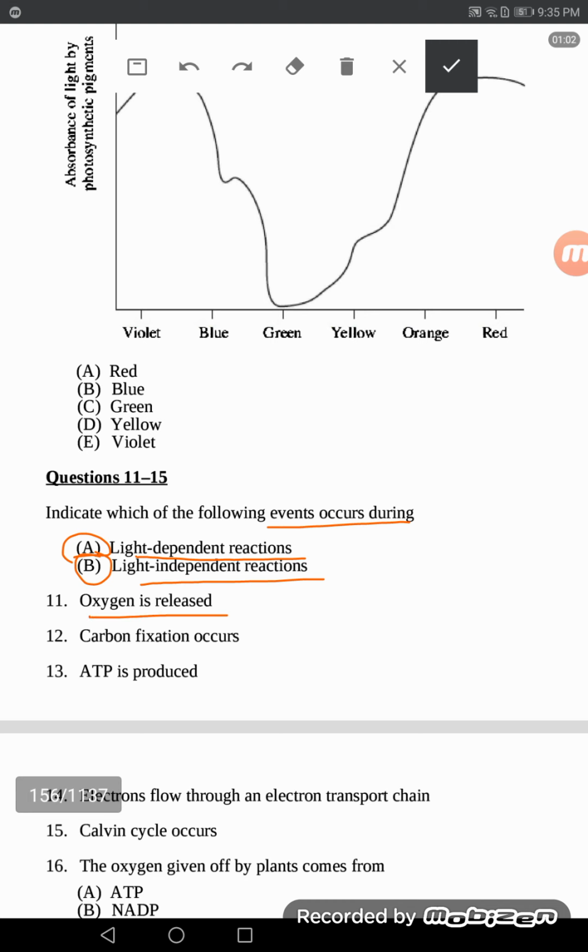Oxygen is released, as we know that oxygen is released during the light dependent reaction. So the answer for the question is A. Carbon fixation occurs during light independent reaction, during the Calvin cycle. So the answer is B. ATP is produced during, we know that, during light dependent reaction, which is A.